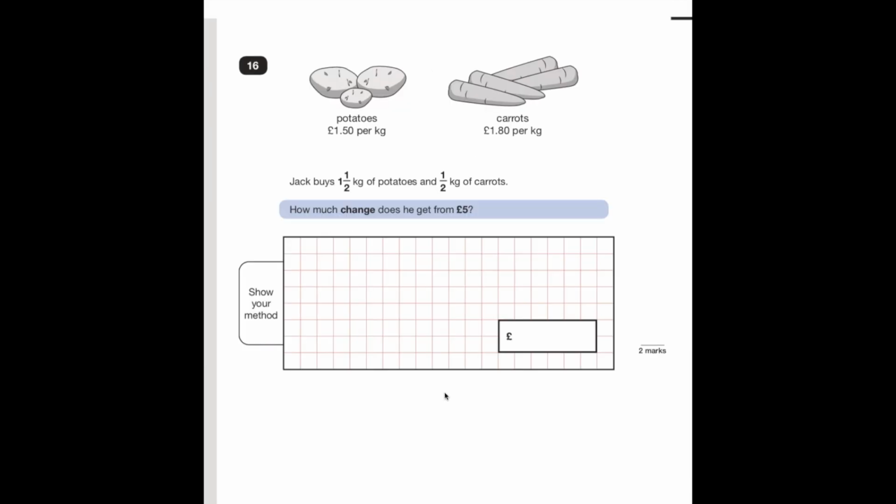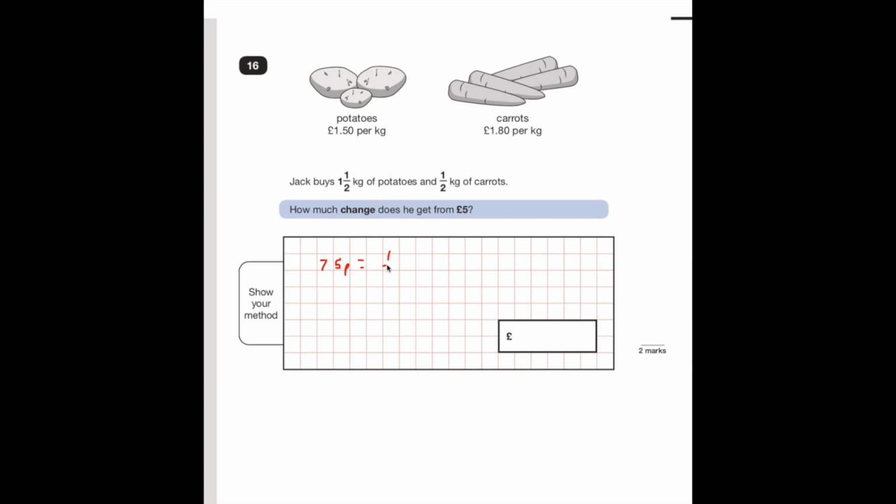Number 16, Jack buys 1.5 kilos of potatoes and half kilos of carrots. How much change does he get from £5? So looking at what we've been given, we know that potatoes cost £1.50 for every kilogram. So if Jack wants to buy 1.5 kilograms, he's going to have to buy £1.50's worth and then another half. So what's half of £1.50? You should know that that is 75p.